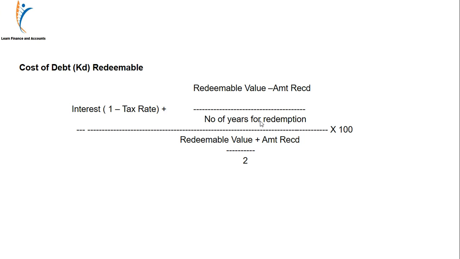Now, what happens in case of redeemable? We knew what is the difference between redeemable and irredeemable. So, in case of redeemable, the formula is somewhat the same. What is the difference? See, first part of the formula remains the same: interest into 1 minus tax rate. Then plus redeemable value minus amount received divided by number of years for redemption, whole divided by redeemable value plus amount received divided by 2, and whole multiplied by 100. So this redeemable value minus amount received divided by number of years for redemption is being added.